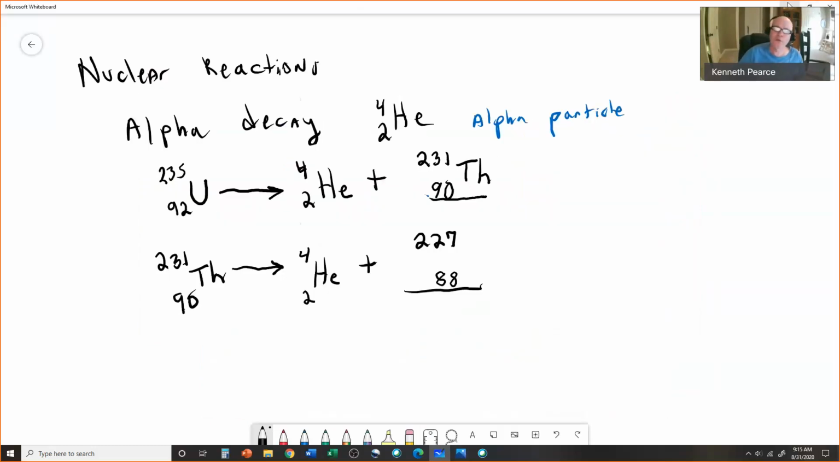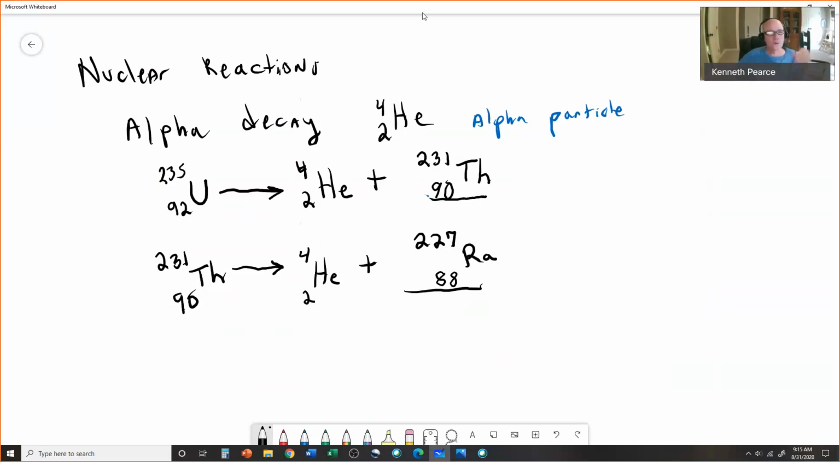And so we dutifully put down Ra. So whatever their product is, you do have to go to the periodic table and find it. And you match that number that's on the top of the element, and that's the element.